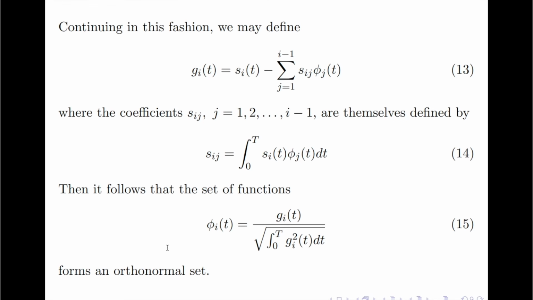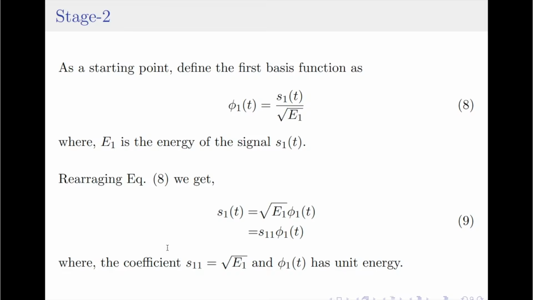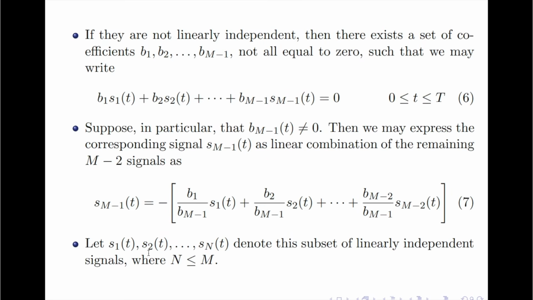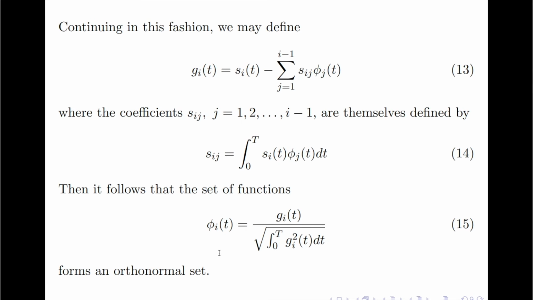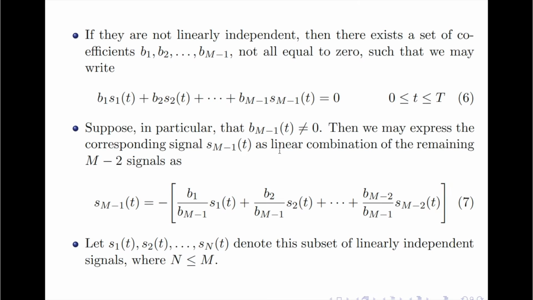Before I conclude, you must note that we have shown that each one of the derived subset of the linearly independent signals, which are s1 of t, s2 of t, etc. till sn of t, can be expressed as a linear combination of the orthonormal basis functions generated using stage 2, which are phi 1 of t, phi 2 of t, etc. till phi n of t. It follows that each of the original set of signals, which are s1, s2 till s capital M of t, may also be expressed as a linear combination of the set of basis functions generated. This is directly implied from stage 1.